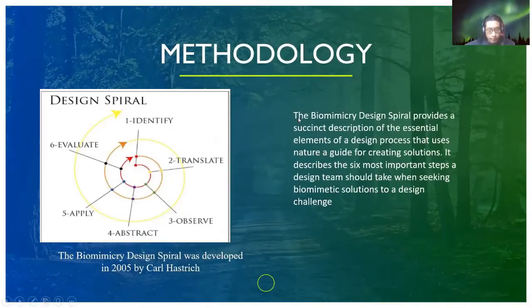Methodology. The biomimetic design process usually uses the biomimetic design spiral developed by Carl Hastrich in 2005. The biomimetic design spiral provides a succinct description of the essential elements of this design process that uses nature as a guide for creating a solution. It describes the six most important phases: identify, translate, observe, abstract, apply, and evaluate. We follow all these steps to find the best design that we want to use.